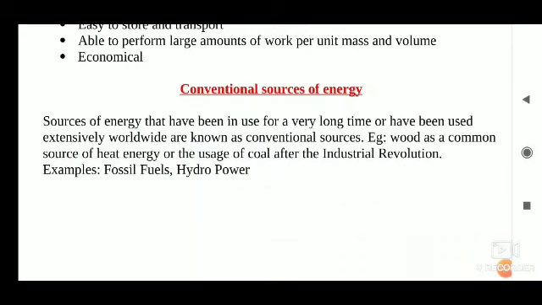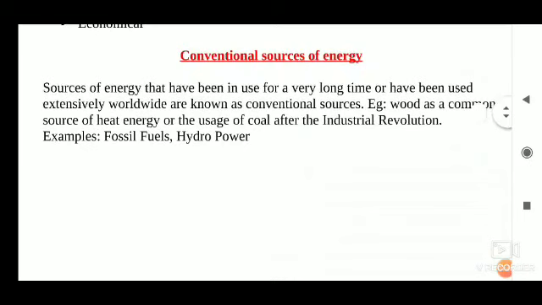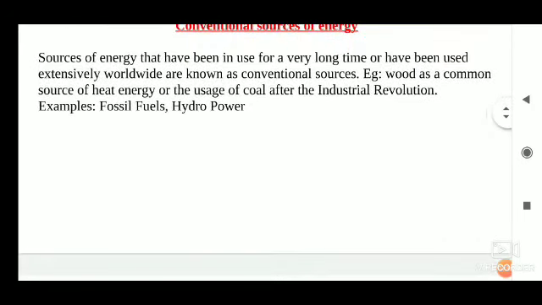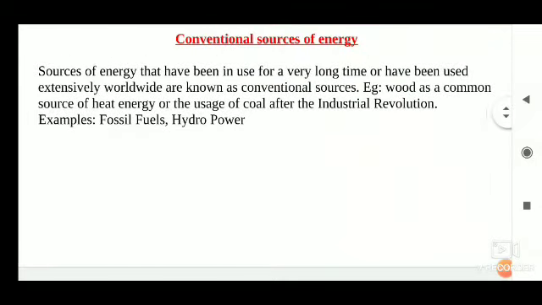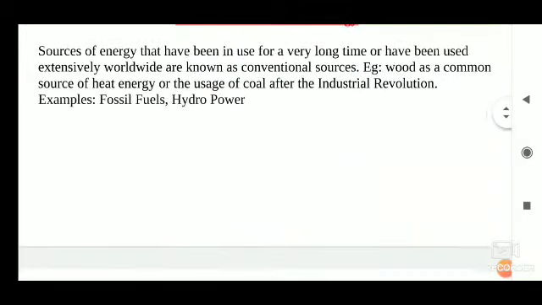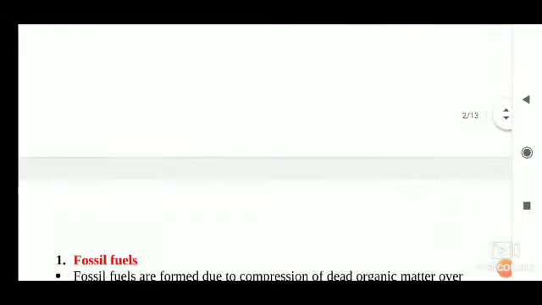Okay, next is conventional sources of energy. Conventional sources of energy means those resources of energy which were in use from very beginning, means those sources of energy that were used by our grandparents and their grandparents. For example, wood. If you ask your grandparent what they used as a source of energy, the most probable answer that you'll get is wood.